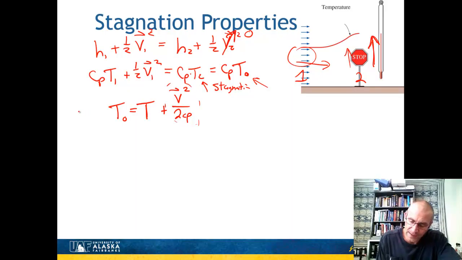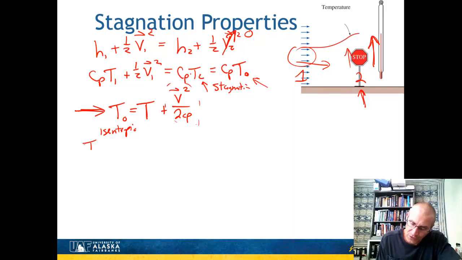Okay. So this is the stagnation temperature, and now we can talk about things like stagnation pressure and stagnation specific volume and stagnation enthalpy by simply asking what all those properties are at point 2 when it came to a complete stop. So we're going to make another assumption. We're going to assume that when it came to a complete stop, it did it isentropically. So there was no change in entropy.